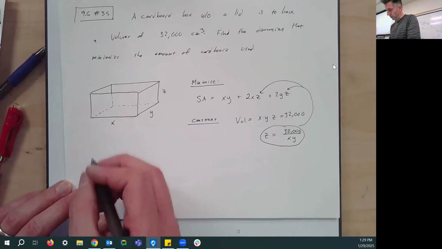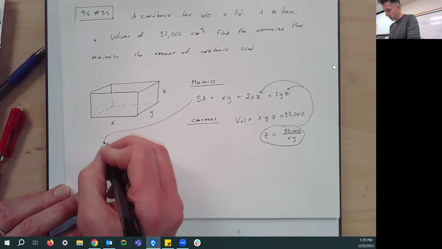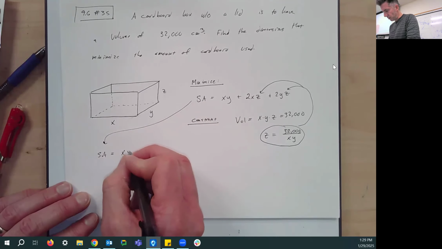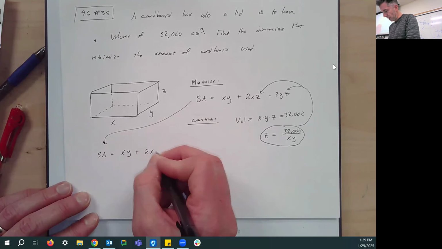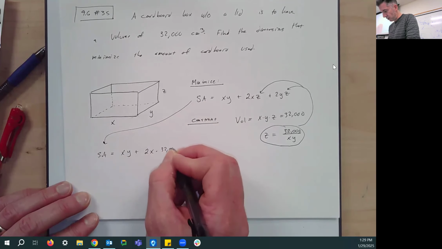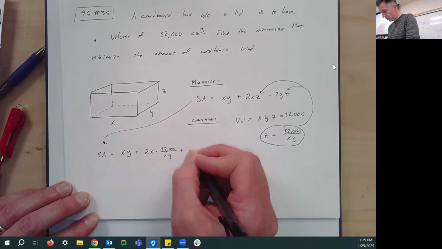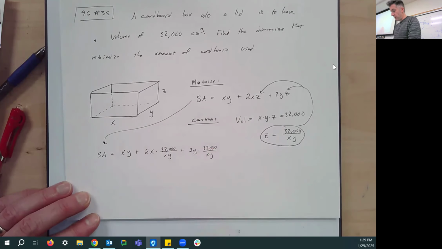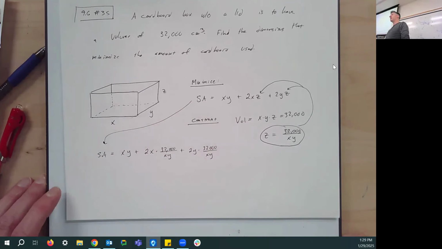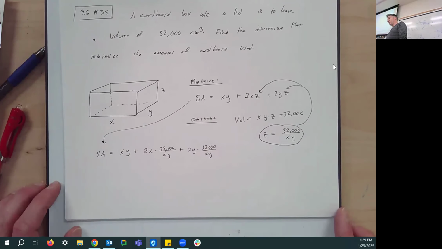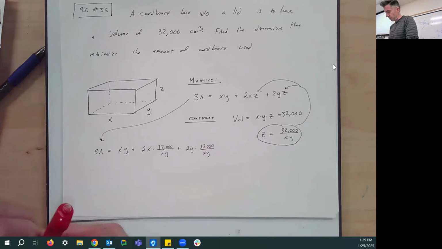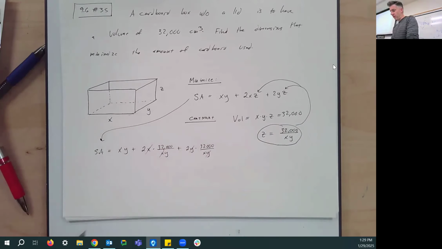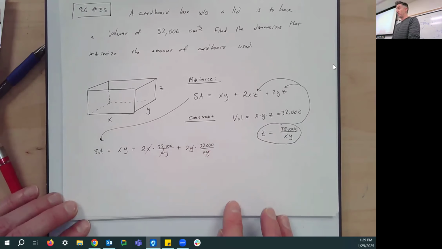So let's see what we've got here. The new surface area equation is going to be surface area equal to X times Y plus 2 times X times 32,000 over XY plus 2 times Y times 32,000 over X times Y. And before we find any partial derivatives, we definitely do want to simplify this to make our life easier. So I should definitely cancel an X here, cancel a Y here. And I do think I want to bring those other things up to the numerator so it's easier to differentiate.